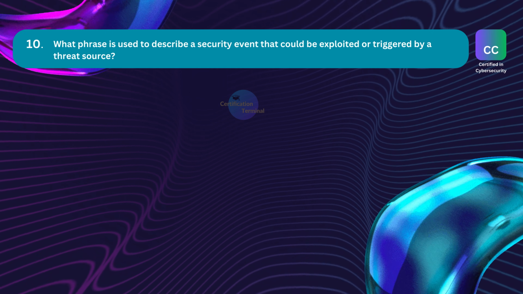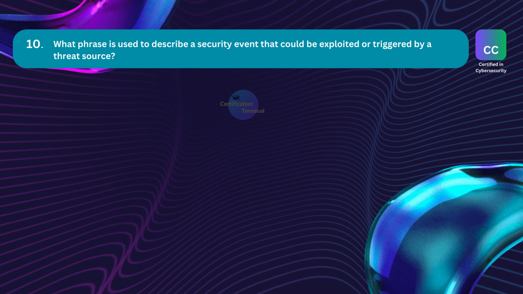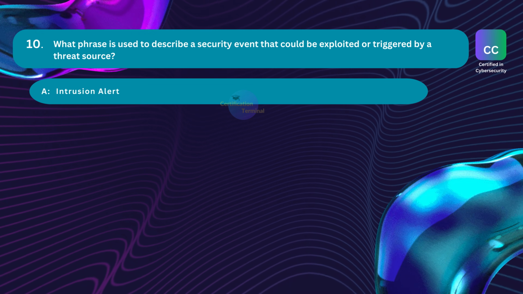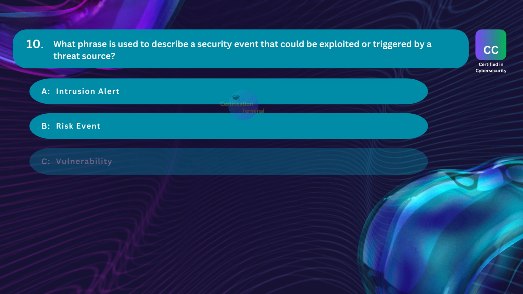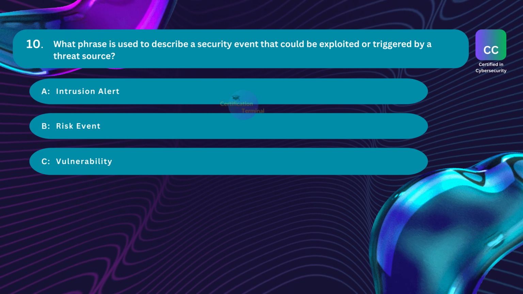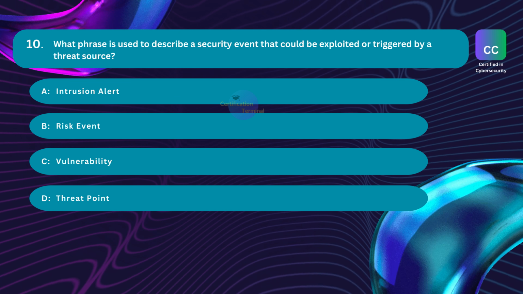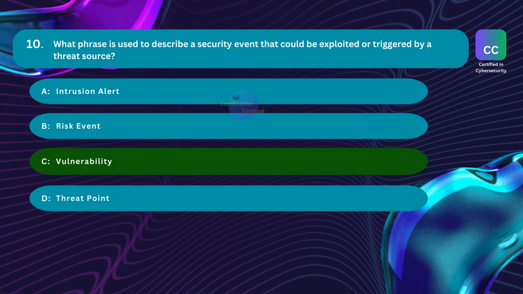Question number 10. What phrase is used to describe a security event that could be exploited or triggered by a threat source? Option A, intrusion alert. Option B, risk event. Option C, vulnerability. Option D, threat point. The correct answer is Option C, vulnerability.